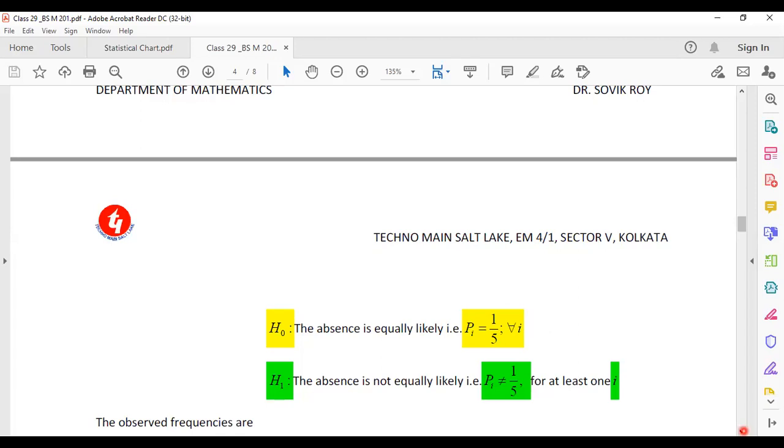So we have assumed in the null hypothesis that absence of students is equally likely distributed over the 5 days, and we have set the null hypothesis by considering the probability pi for each i to be 1 by 5, against the alternative hypothesis that the absence is not equally likely. Here we consider pi not equal to 1 by 5. If pi is not equal to 1 by 5 for at least one i, then the absence will not be equally likely. So these are my null and alternative hypotheses.